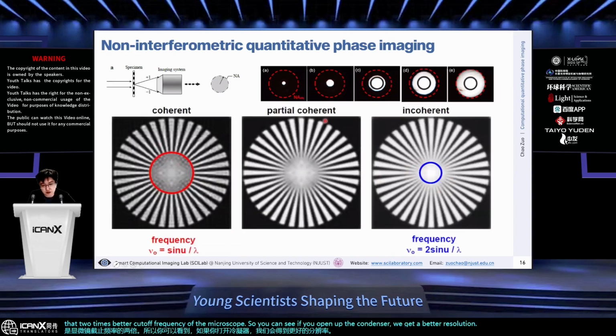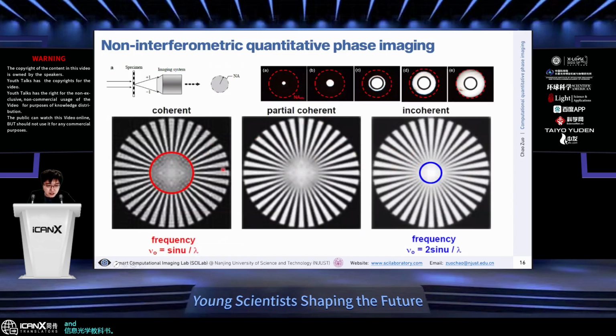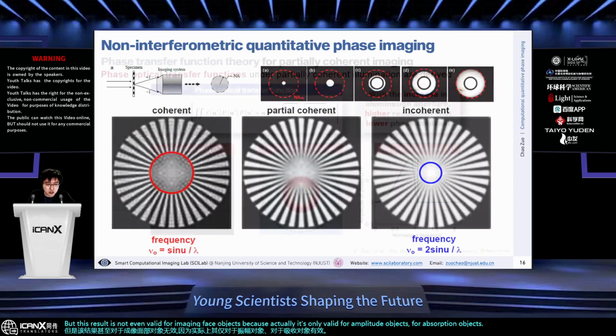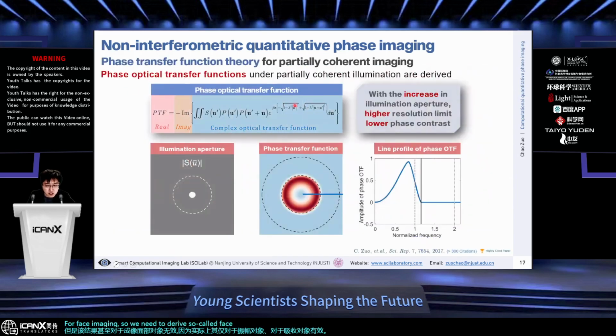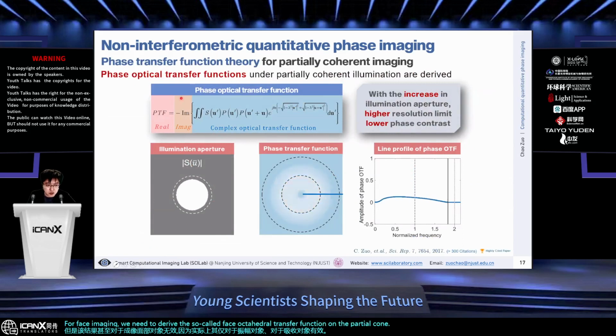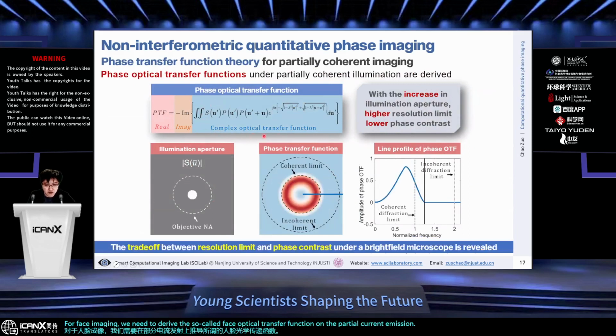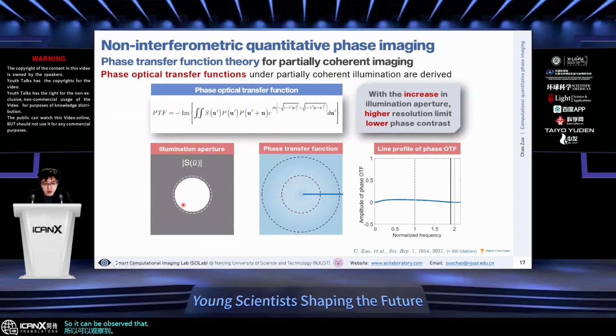So actually, this is a very classic result written in our information optics textbook, but this result is not even valid for imaging phase objects, because it's only valid for amplitude objects, for absorption objects. For phase imaging, we need to derive the so-called phase optical transfer function under partial coherent illumination. Actually, it is the imaginary part of the complex OTF. So it can be observed that if we open up the condenser, you can see the phase contrast function vanish. This means we cannot see phase objects on the bright field microscope with incoherent illumination.